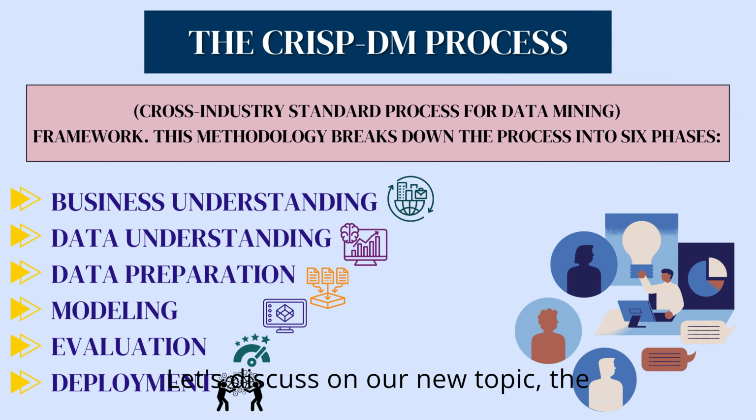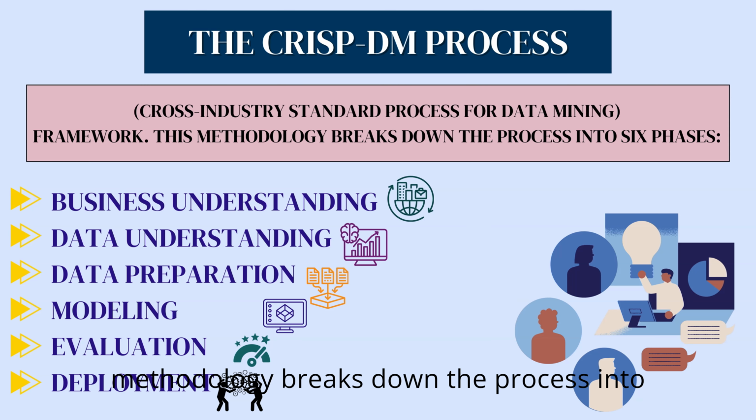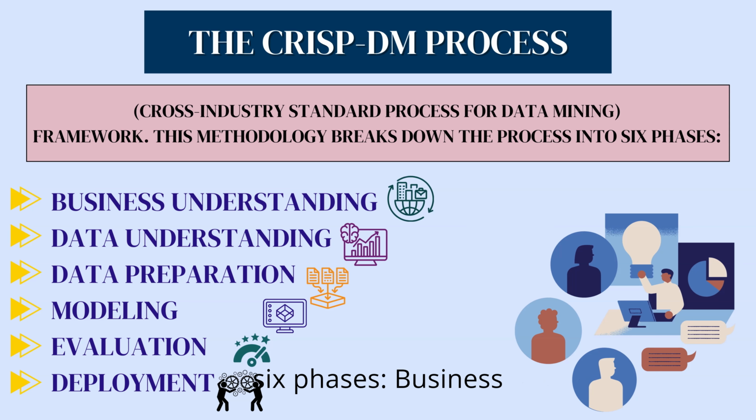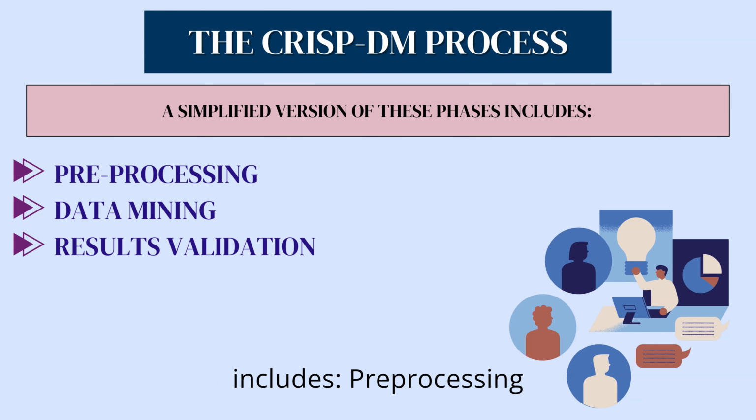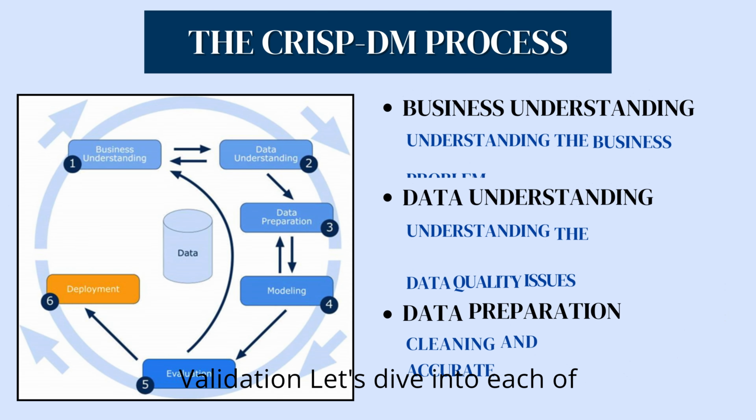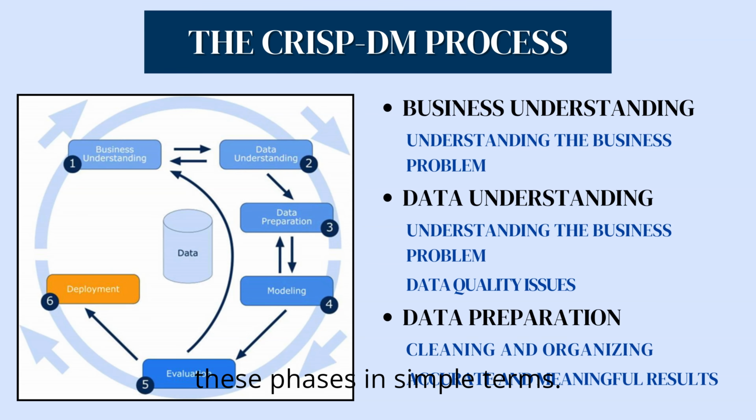Let's discuss our new topic, the CRISP-DM process. Data mining can be understood better through the cross-industry standard process for data mining framework. This methodology breaks down the process into six phases. Business understanding. Data understanding. Data preparation. Modeling. Evaluation. Deployment. A simplified version of these phases includes pre-processing, data mining, results validation. Let's dive into each of these phases in simple terms.